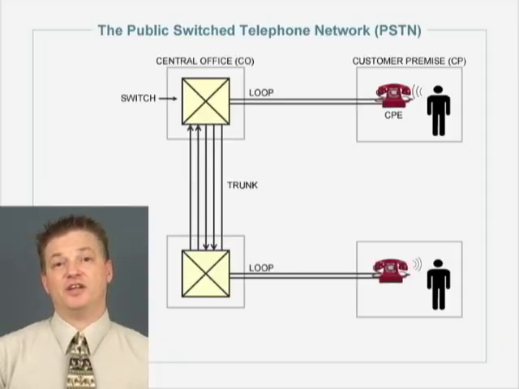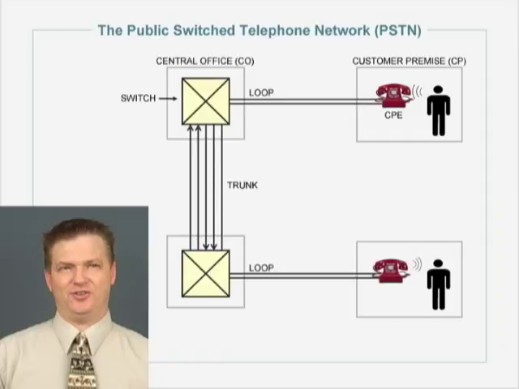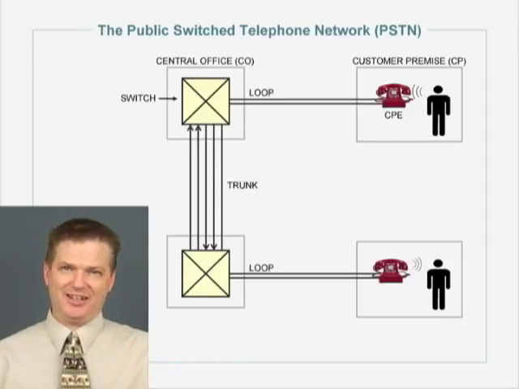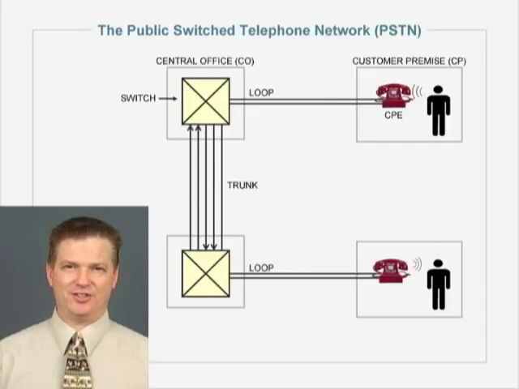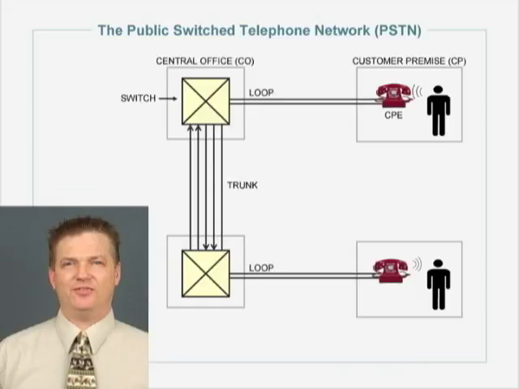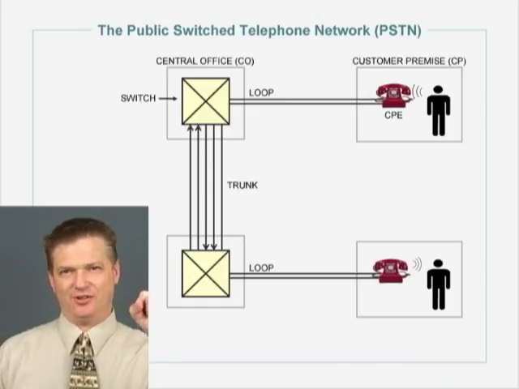It's going to have to decide which trunk circuit to use to get to this network address. And there could be literally 10,000 trunk circuits going out of this switch. It's got to pick one of those and reserve it for this phone call. It's called seizing the trunk.